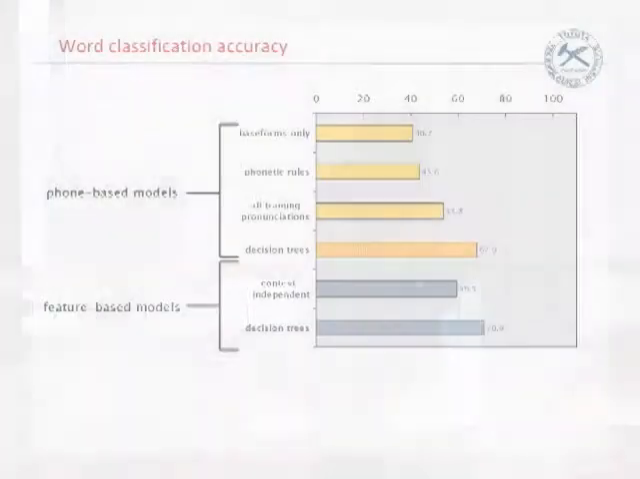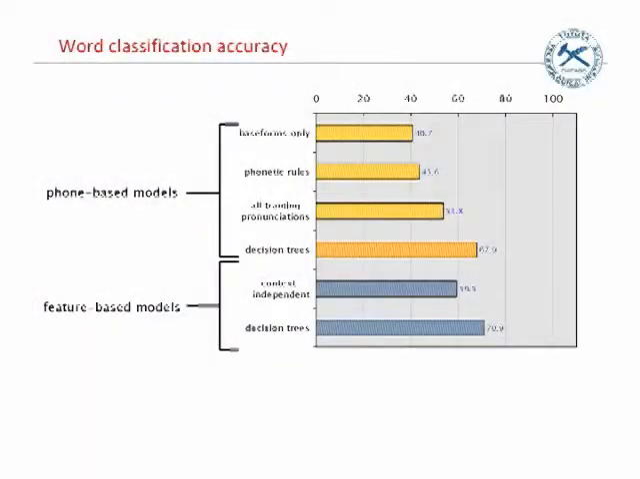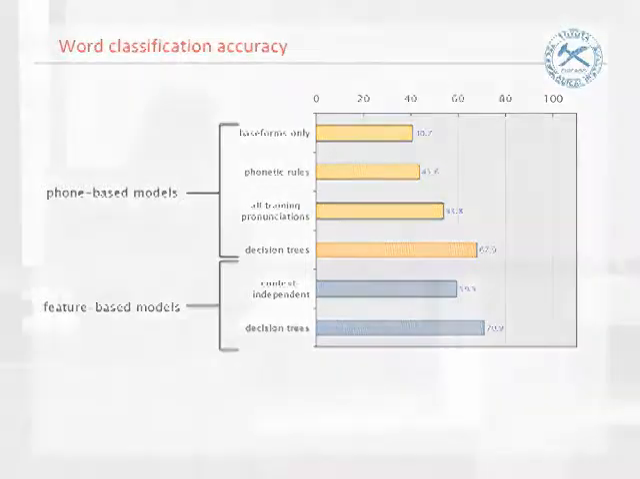And here's how our models do compared to phone-based models. The yellow ones are all various phone-based models, and the blue ones are feature-based models. We tried various different phone-based models, including the very fanciest one that we could find in the literature. And our context-independent feature-based models do almost as well as the very best phone-based models, while the context-dependent feature-based models outperform all of those phone-based models.